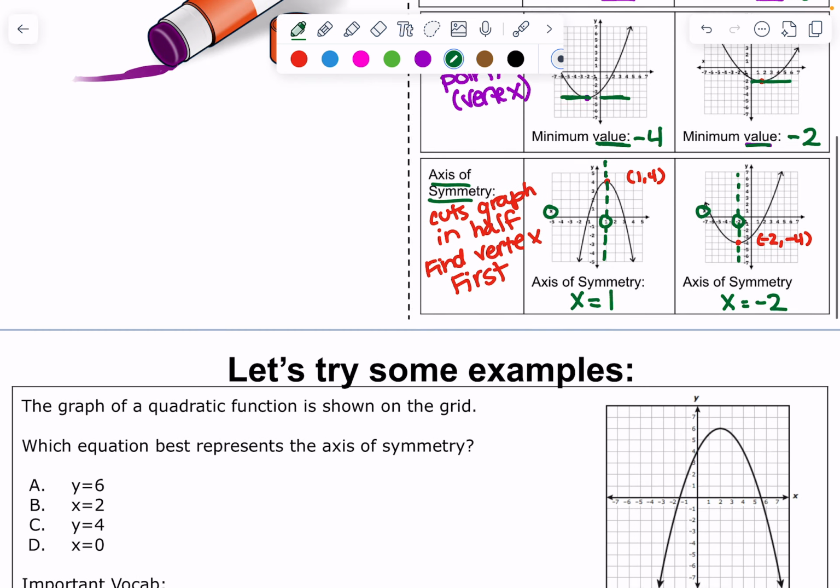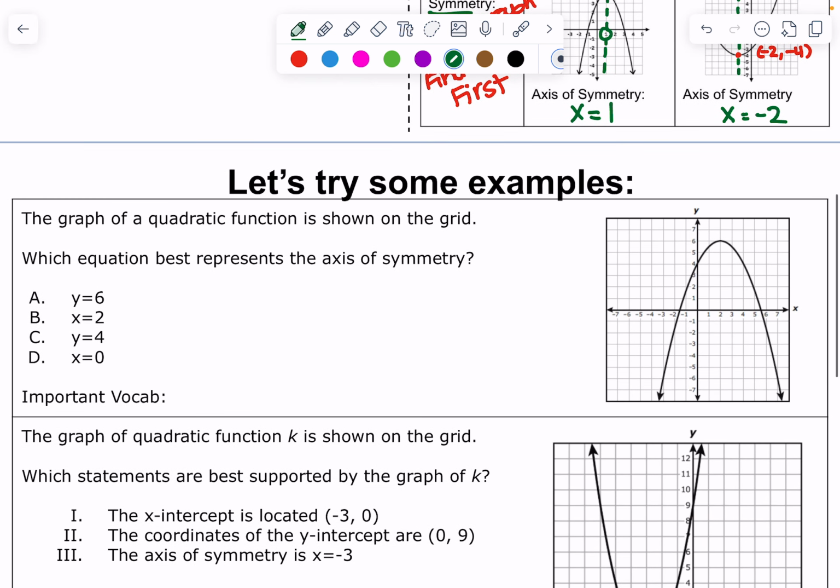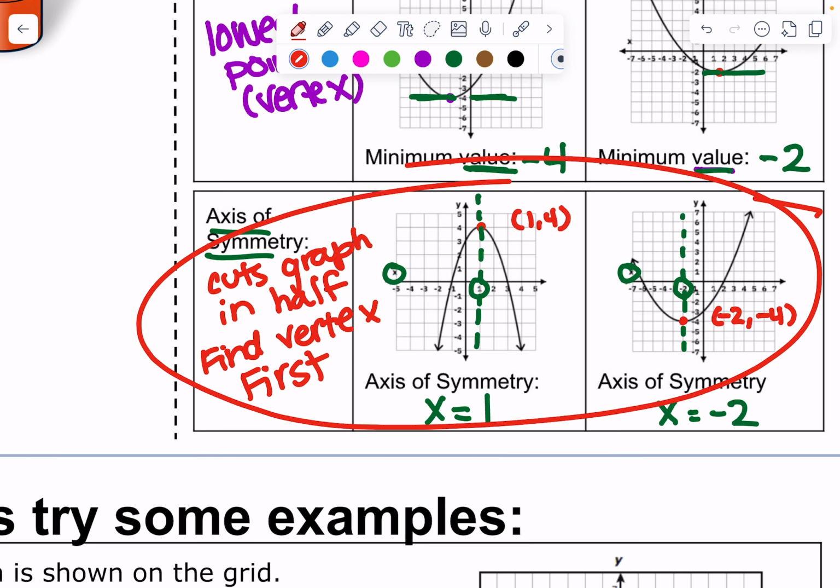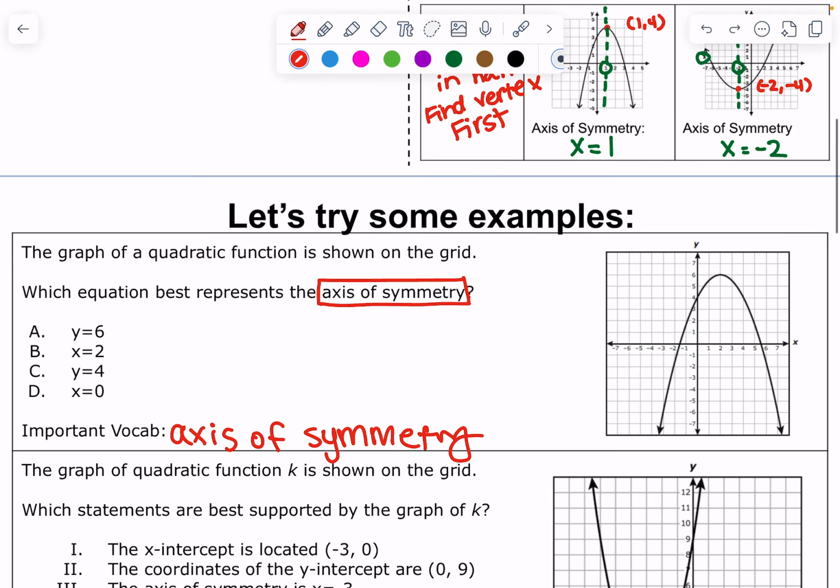Now, we're going to apply some of these questions to kind of help. The graph of a quadratic function is shown on the grid. Which equation best represents the axis of symmetry? So if I look, my important words are axis of symmetry. And I know it's going to be the line that cuts the graph in half. But first, I need to find the vertex.